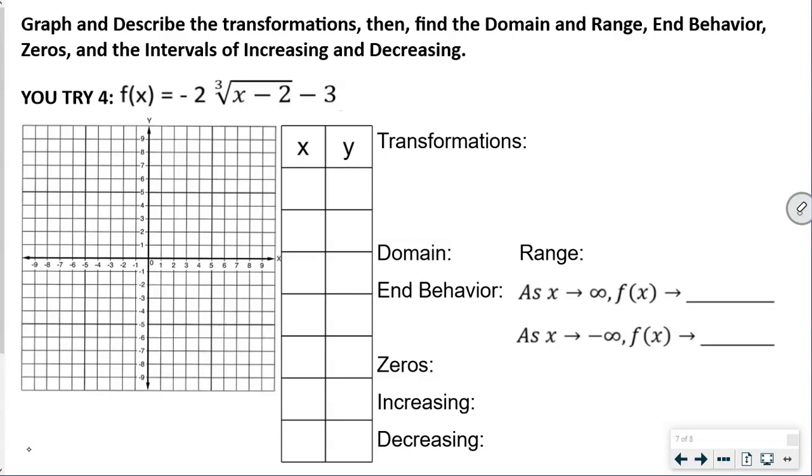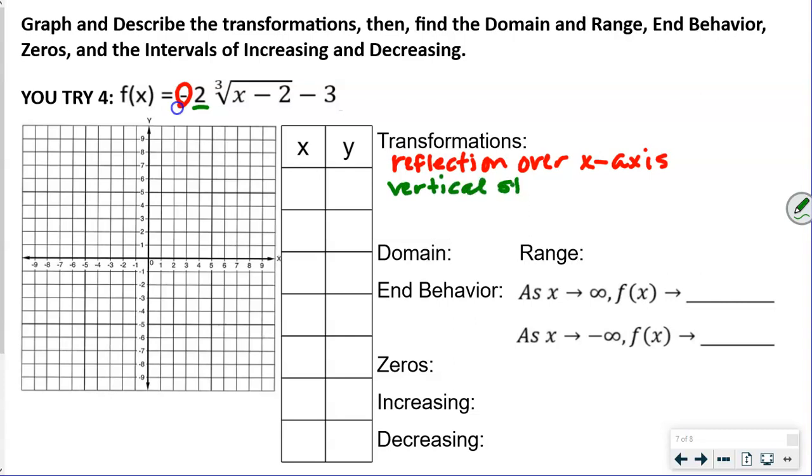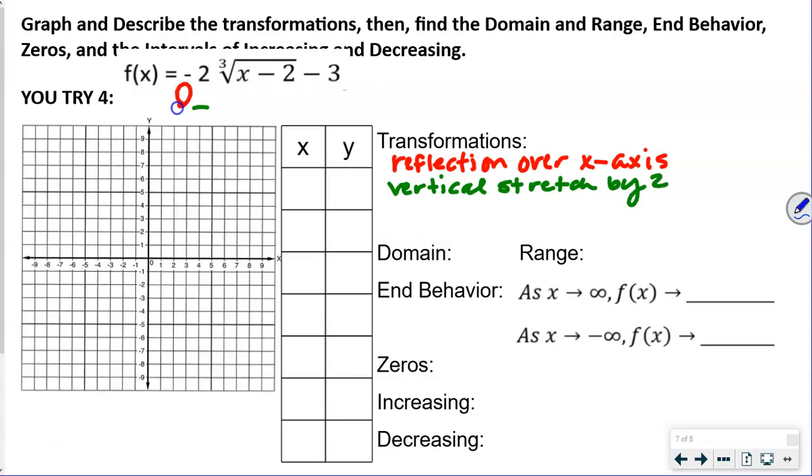All right, so on this one, this negative out front here, y'all, that negative tells us it's going to be a reflection over the x-axis. The 2 right here is going to tell us that it's what? It's a vertical stretch by 2.